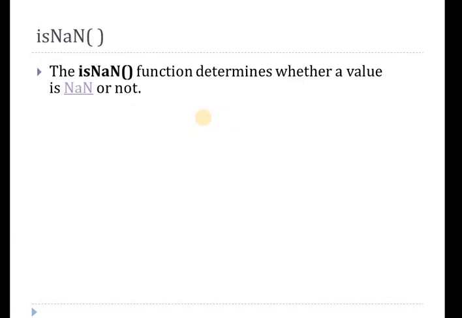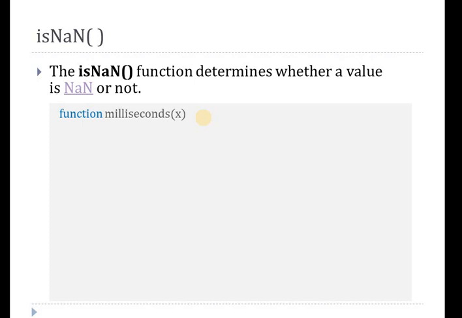After that, isNaN, that is the not a number function. In my previous lecture I have already described this function. Now let's see an example and how this function works. This function determines whether a value is not a number or not. In the previous case it was checking a number's finiteness. Now in this function we are checking whether it is a number or not. So let's see an example of it.